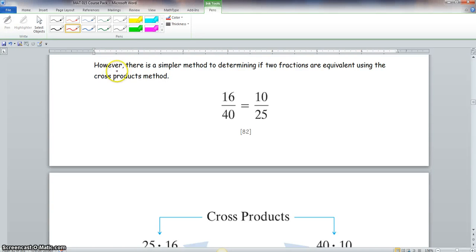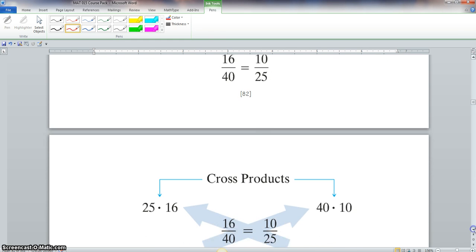Picking up where we left off, it says, however, there is a simpler method to determining if two fractions are equivalent using the cross products method. Now we have 16 over 40 is equal to 10 over 25. Now, to use the cross product method, we will take 16 times 25 and 40 times 10.